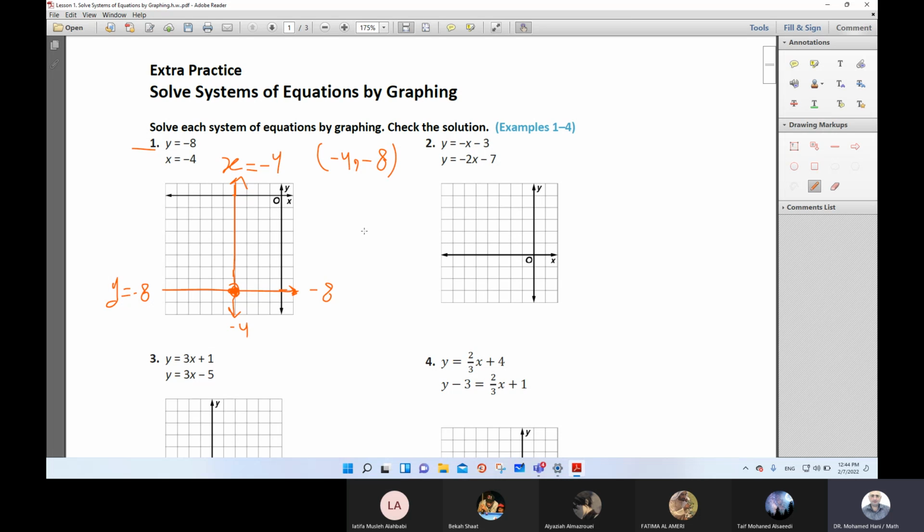Now we have finished the solution by graphing. Now we want to check our solution. How? Go back to the first equation and do substitution.